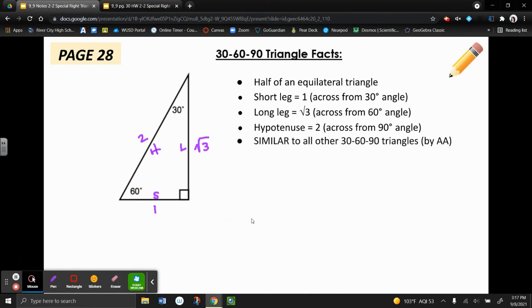What's special about a 30-60-90 triangle is it's similar to all other 30-60-90 degree triangles by angle. If we have another triangle that has a 90 degree angle and either a 30 or a 60, we know they're similar by angle. So then we can use what we know about similarity to solve for missing sides.